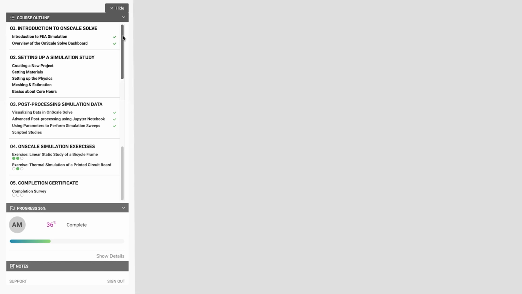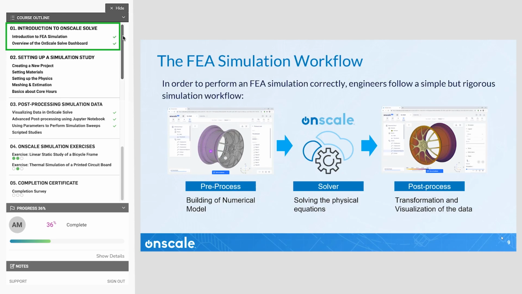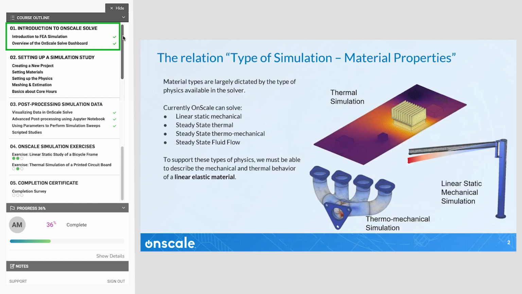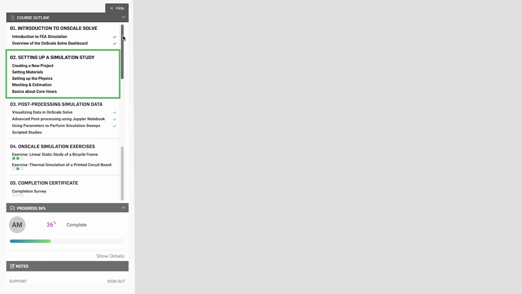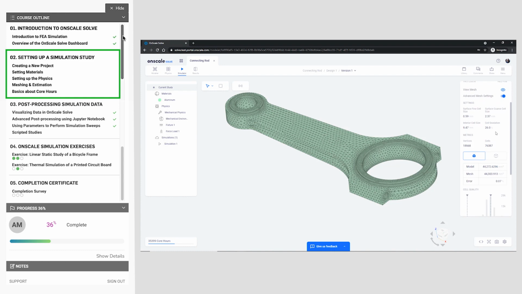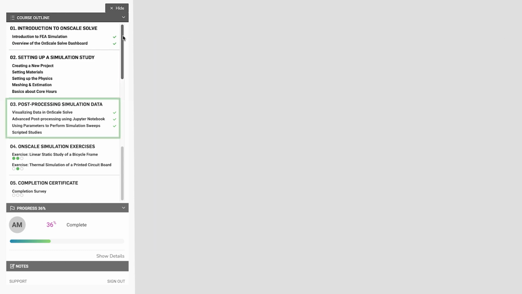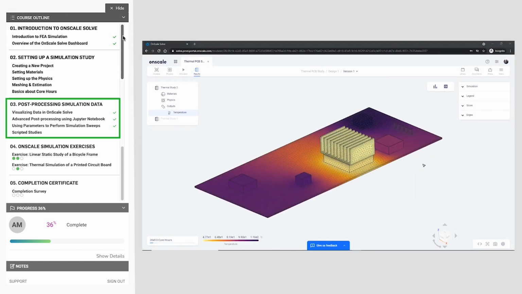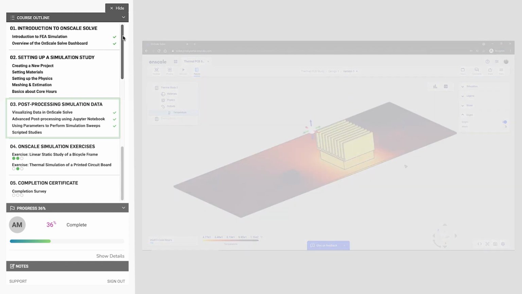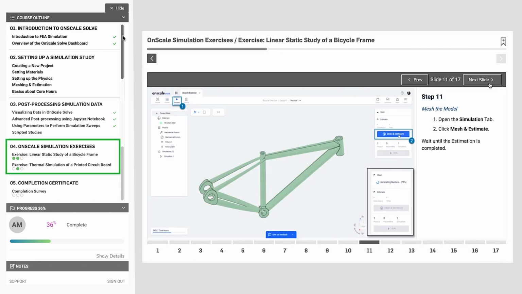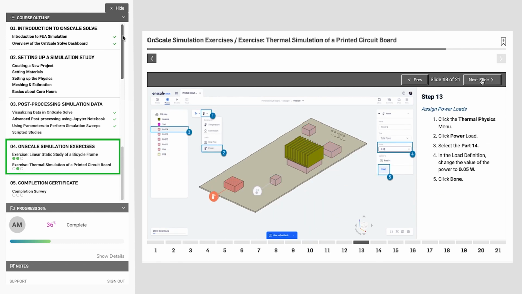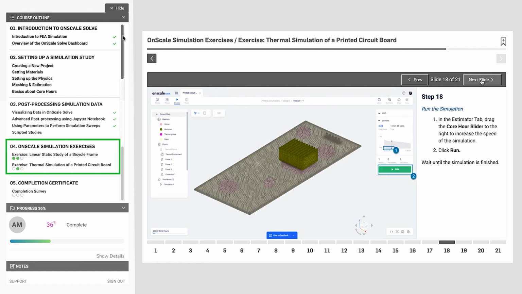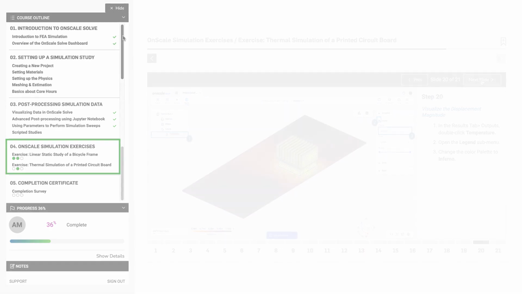The 4 sections include an introduction to FEA and the assumptions that you need to consider before starting. Next is a full walkthrough on how to set up a simulation study in OnScale. An entire section is rightly devoted to that all-important step of post-processing results, before bringing it all home with 2 exercises: 1 linear static study of a bicycle frame, and a thermal simulation of a PCB.